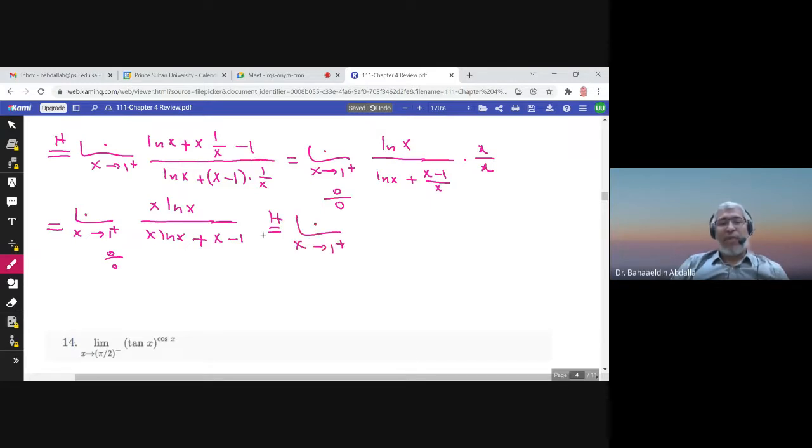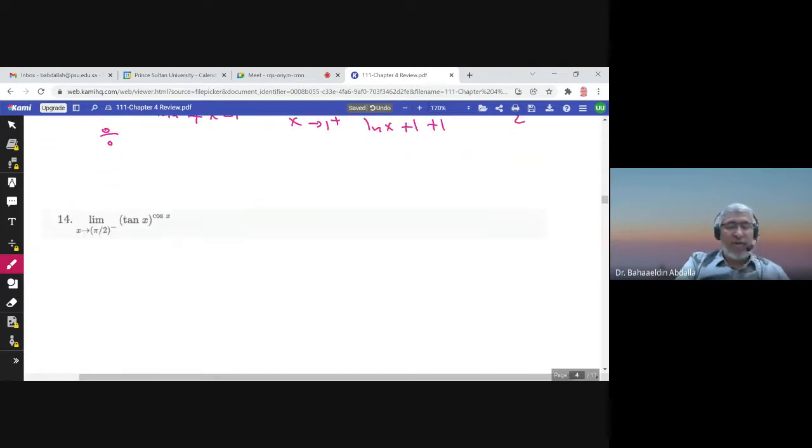Product, derivative of x is 1. x times 1 over x is 1. Derivative of x ln x is ln x plus 1 as this, plus 1 minus derivative of 1 is 0. Replace x by 1 now. ln 1 is 0 and I have 1 here. ln 1 is 0 and I have 2 here. So the limit at the end is 1 over 2.